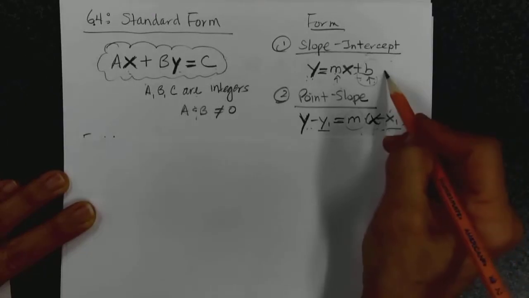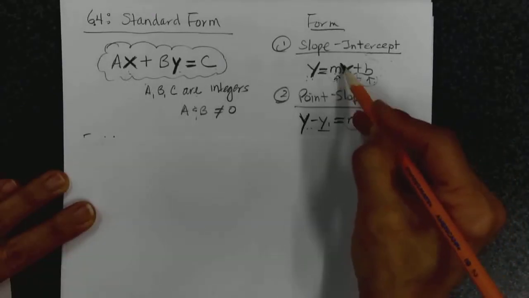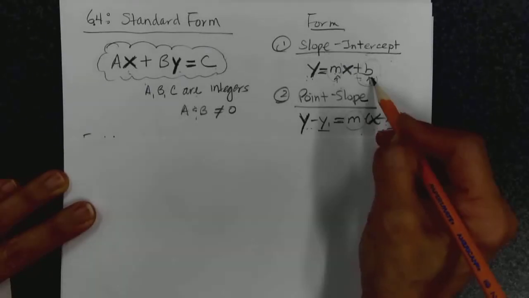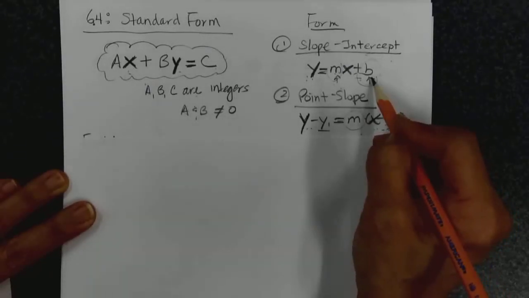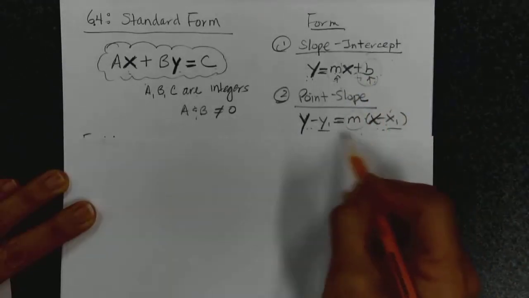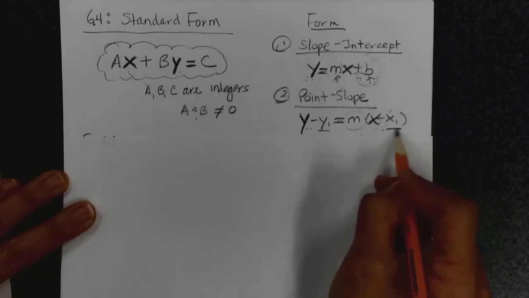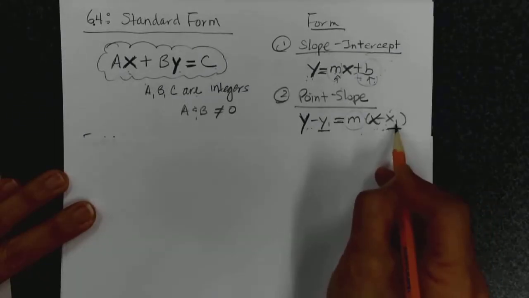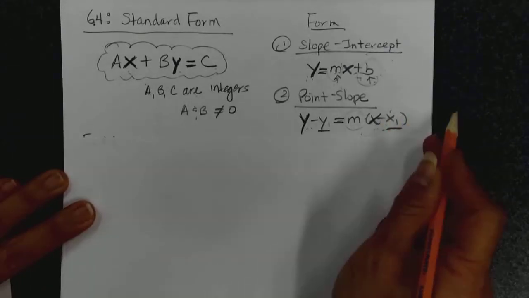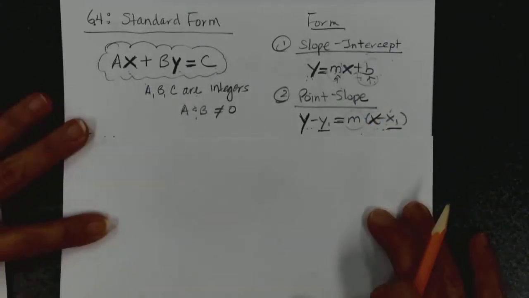In slope-intercept form, they tell you what the slope is, and they tell you what the y-intercept is, so where the line crosses the y-axis. So you actually have a point to start to draw your graph, and then the slope tells you how to get to the next points. In point-slope, it does the same thing. It gives you a point, the x-coordinate and y-coordinate, and from that point you can use the slope to get to the next point. But in standard form, it doesn't give you anything.